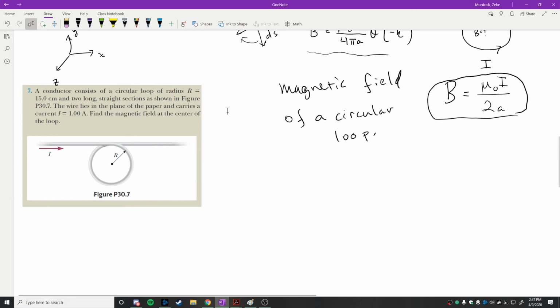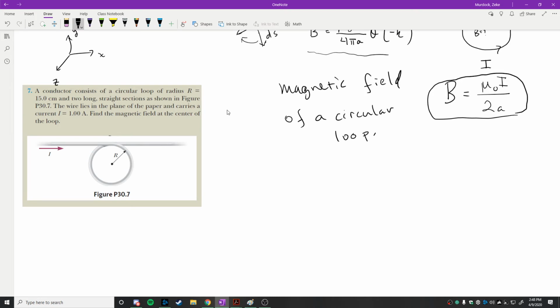So here's a problem we can do with this one. A conductor consists of a circular loop of radius r equal to 15 centimeters and 2 long straight sections as shown in the figure. The wire lies in the plane of the paper and it carries a current I equal to 1 amp. Find the magnetic field at the center of the loop.